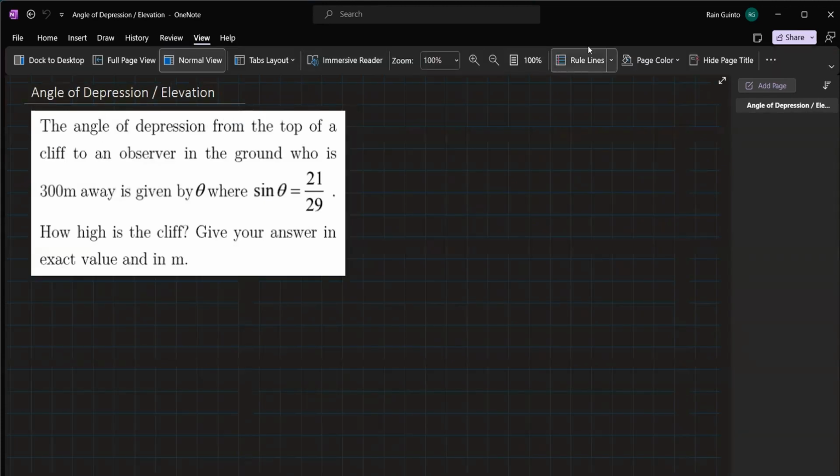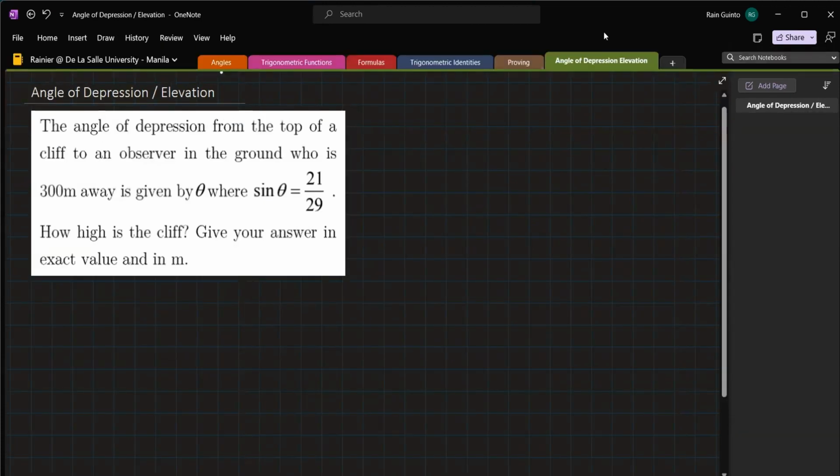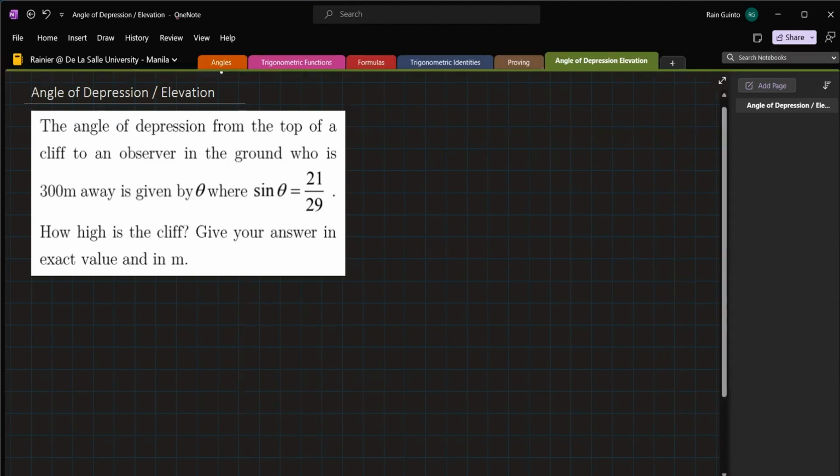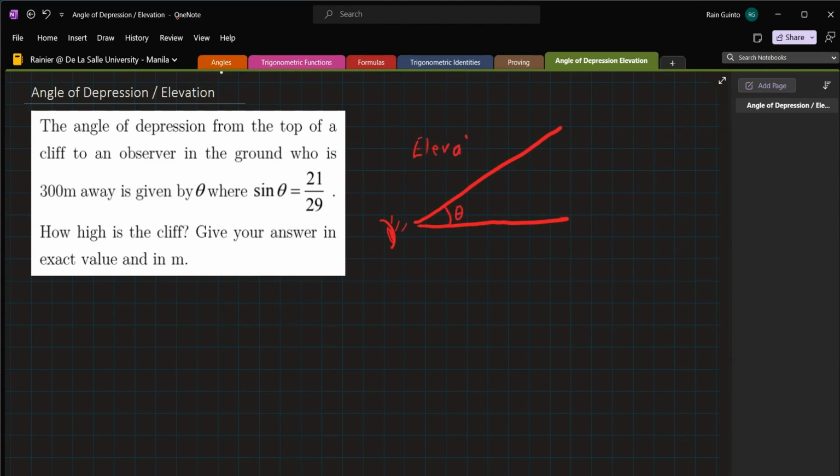Now let us apply our learnings in trigonometry to real life situations. We have a problem here, and we're going to discuss the angle of elevation and angle of depression. The angle of elevation is when you're looking up. For example, your eyes are over here, and you're looking up. This is the angle of elevation. Now, the angle of depression is going down, basically.